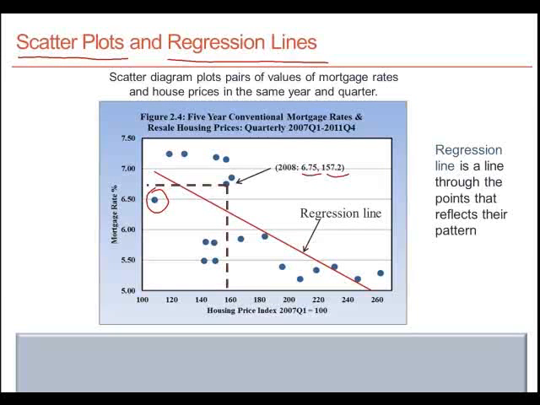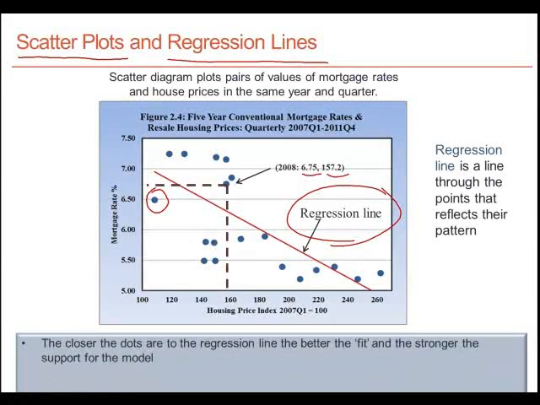If we were to draw such a line, and there are techniques and criteria for drawing such a line, then we call that a regression line. A regression line is a line that describes and fits the data as well as possible. Evidently, if the points or the dots are closer to the regression line, then the regression line is a better description of the relationship between the two data series. We say that the fit is better, and therefore there is stronger support for the model.